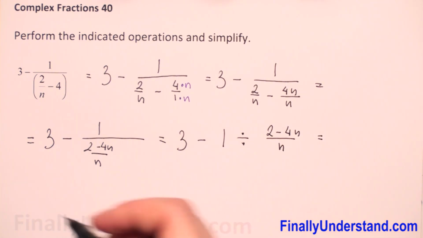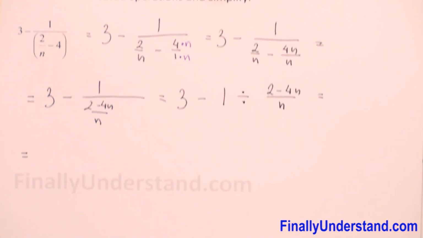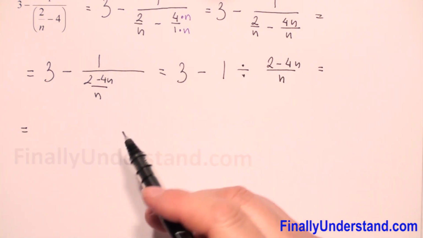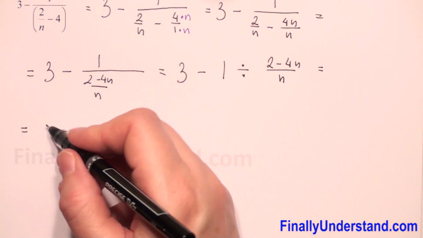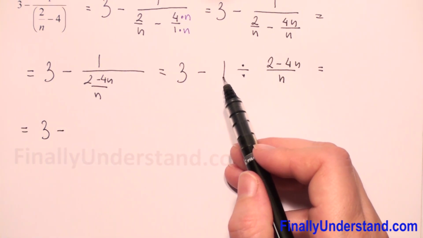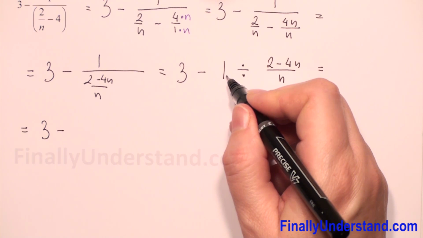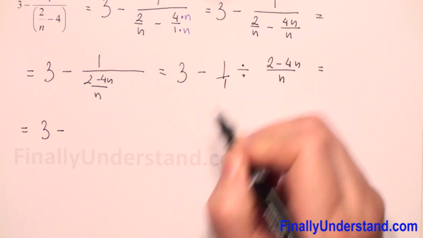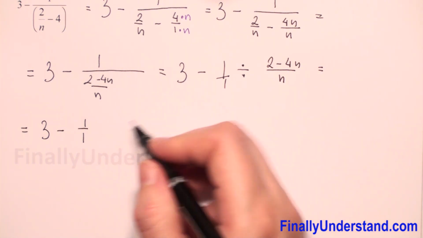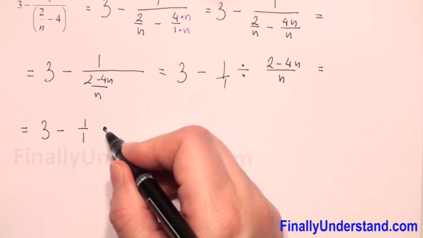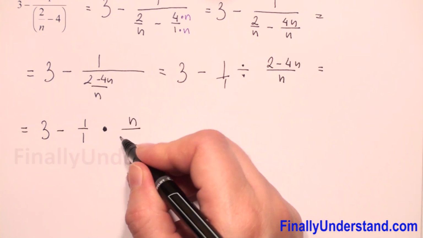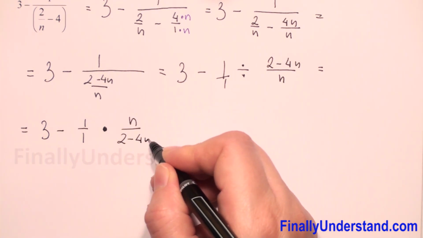So this is equal. We know the order of operations. First we have to do division, next subtraction. So we copy 3 minus, and when we have division, 1 we can write like 1 over 1. So we have 1 over 1. We change the division sign to multiplication, and we flip the second fraction. So it will be n over 2 minus 4n.